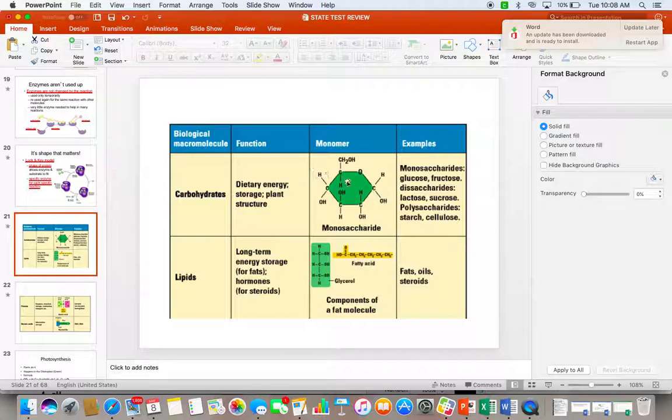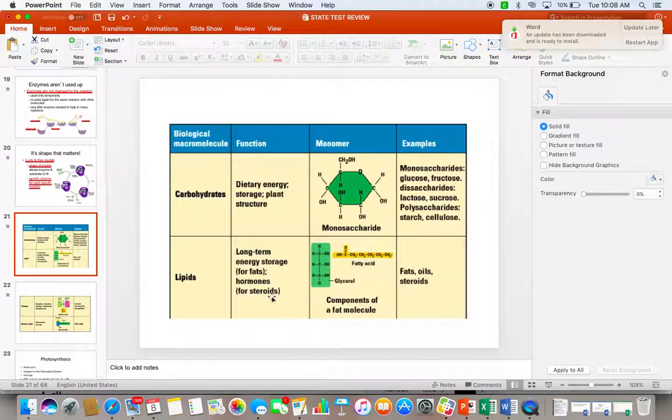Carbs, of course, are used for energy. There are many different types of them. The cell wall of plants, that's even a carbohydrate. Okay, so carbohydrates are carbon, hydrogen, and oxygen, 1 to 2 to 1 ratio. Their function is to store energy, short-term energy, and their monomer is the monosaccharide, which would be glucose, fructose, and galactose. Lipids, on the other hand, they're long-term energy storage molecules.